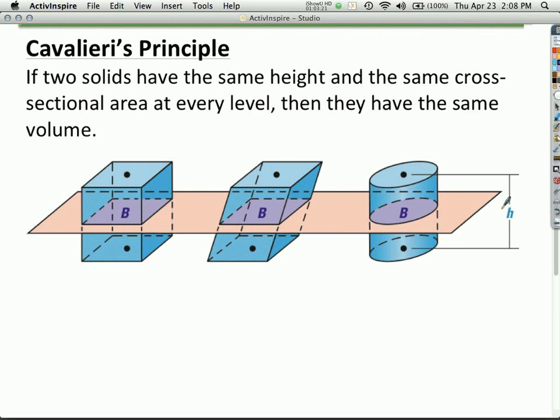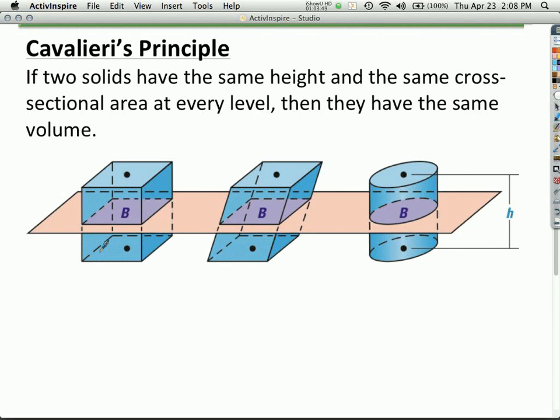For our purposes, I mean, it makes logical sense. For our purposes, this means one major thing: if we want to find the volume of this, find the volume of this, and it will be exactly the same. That's what it allows us to do. It allows us to find the volume of an oblique solid by finding the volume of the right solid that would look just like it.